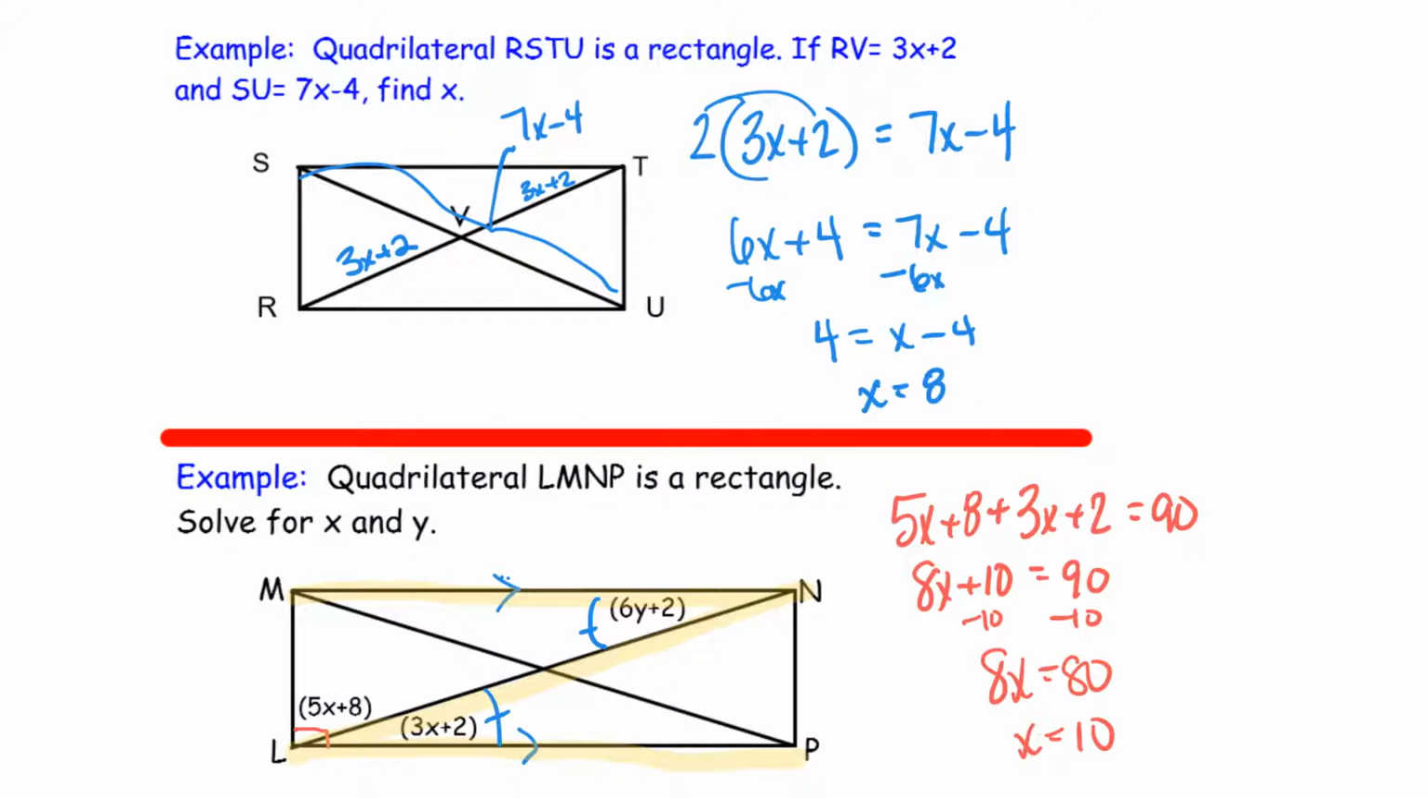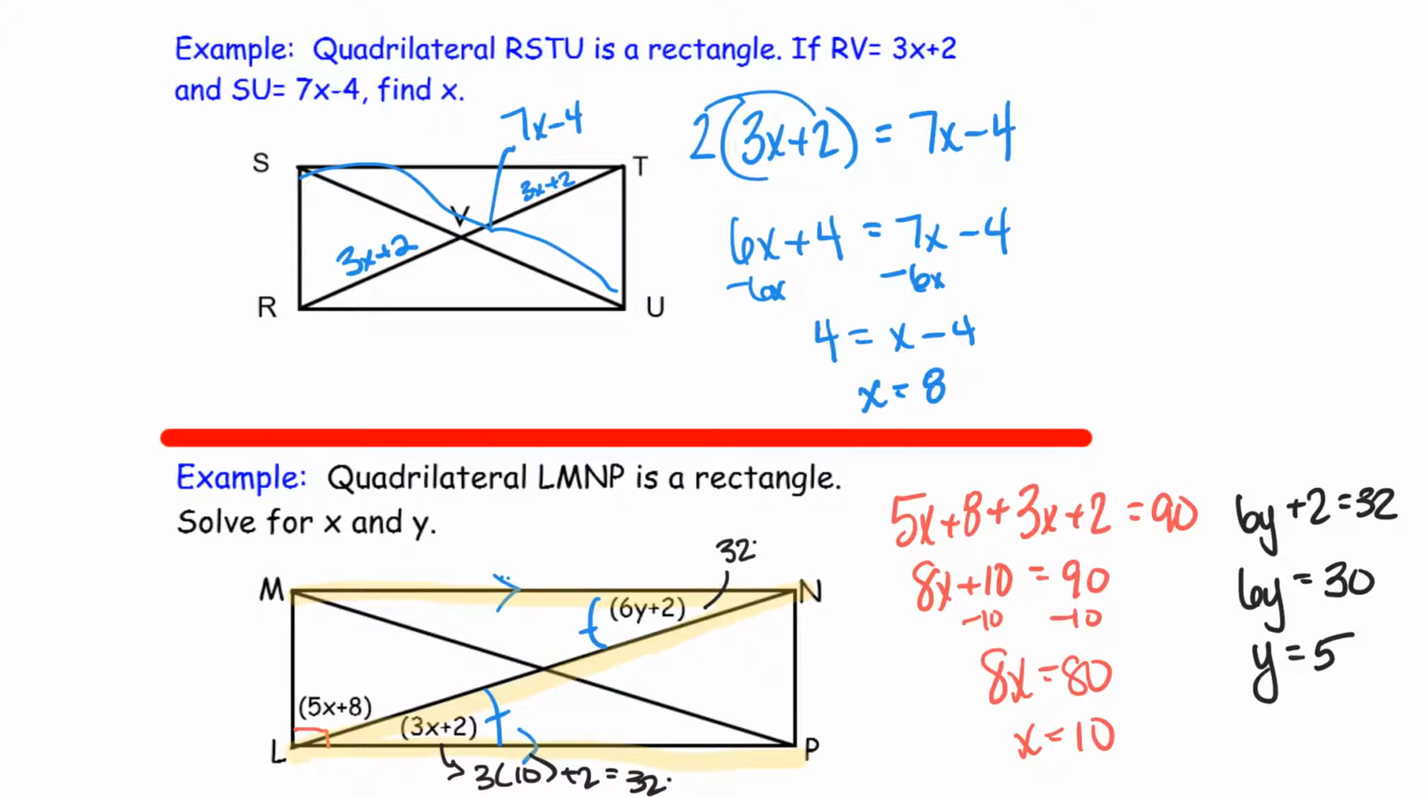Okay, so now we know x is 10. I can plug it back in here. So I know that this angle has to be 3 times 10 plus 2, or 32 degrees. That means this angle here must also be 32 degrees. So 6y plus 2 has to equal 32 degrees. So subtract 2, we get 6y equals 30. Divided by 6, we have y equals 5.